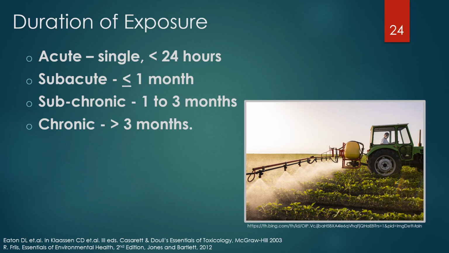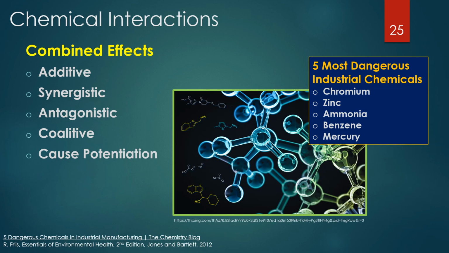Acute exposures may produce effects that occur but disappear rapidly. Workers, particularly agricultural workers, are often exposed to a variety of chemicals in greater concentrations for prolonged periods of time that can result in cumulative health effects. Most toxic exposures are associated with multiple chemicals, not just one. Factory workers are often exposed to a soup of chemicals. The 5 most dangerous industrial chemicals are chromium, zinc, ammonia, benzene, and mercury.